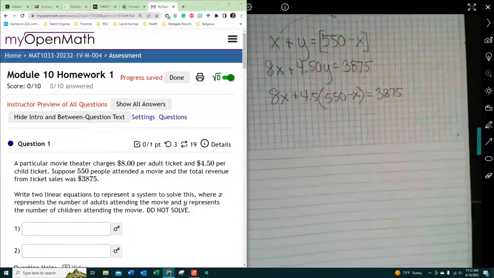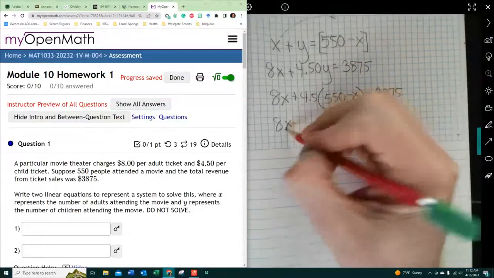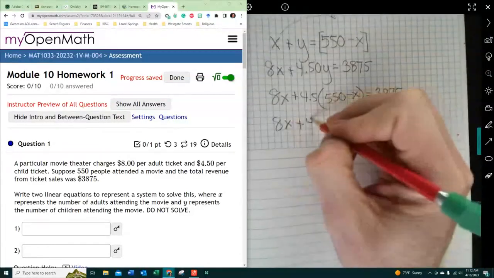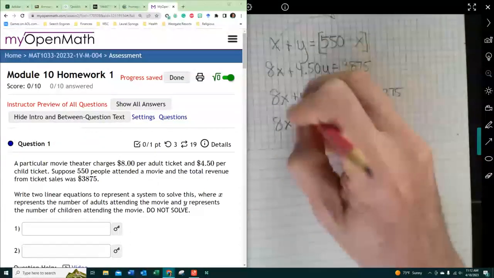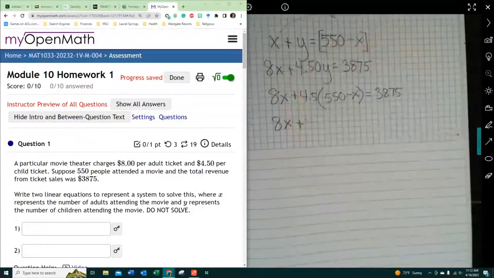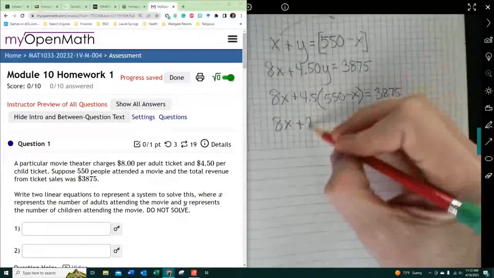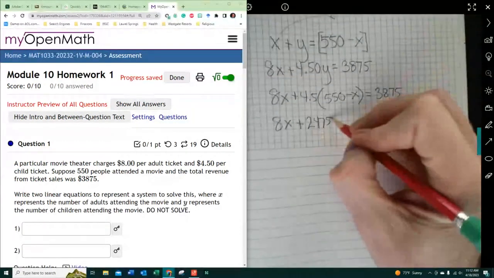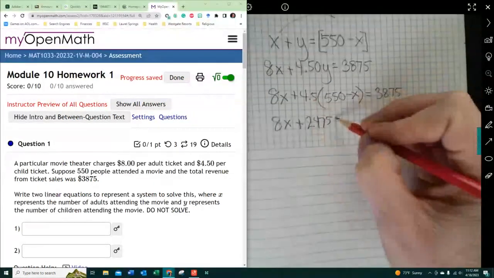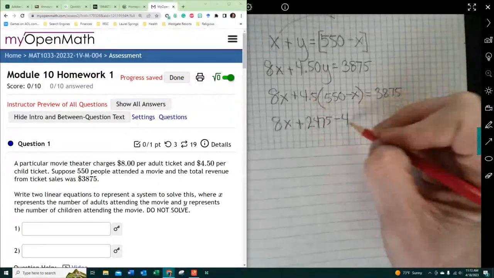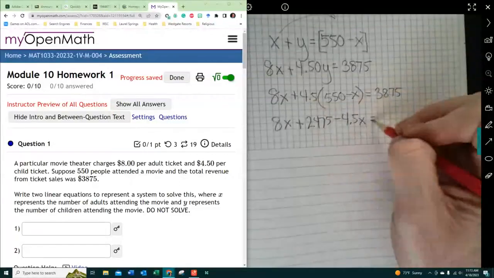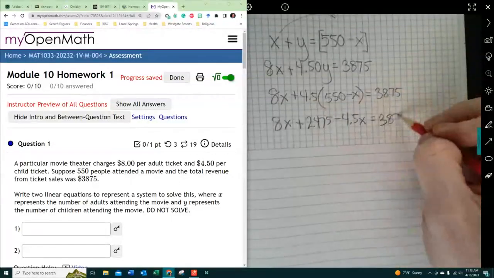Now, this becomes nothing more than a calculator thing. So what you do is you do the distributive property. Just grab your calculators and multiply it out. So 4.5 times 550 equals 2475. And then 4.5 times negative x is negative 4.5x equals 3,875.